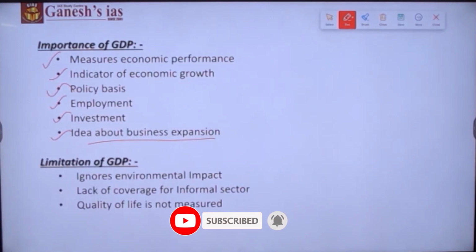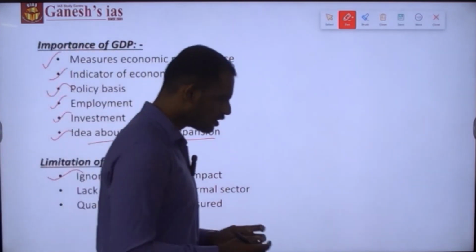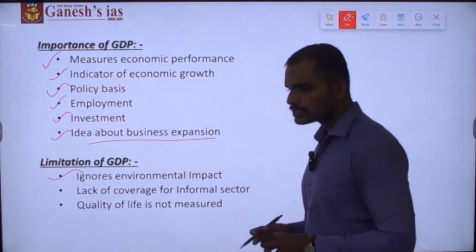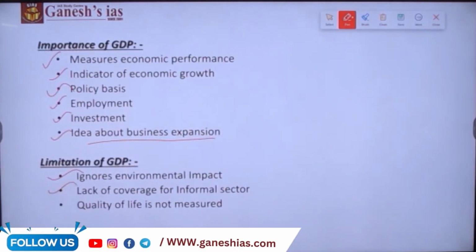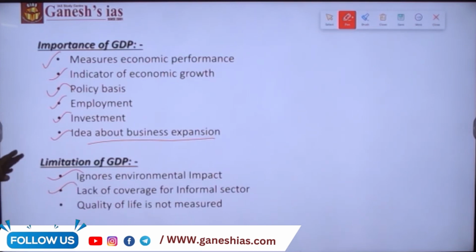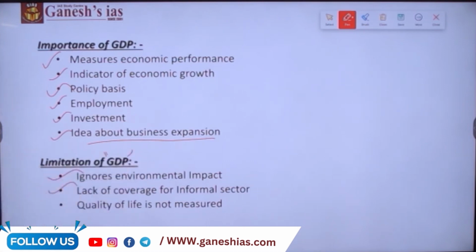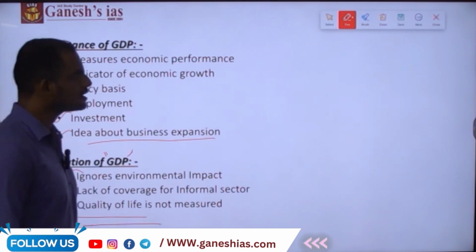And then the limitations that the calculation of GDP poses are, first, it ignores the environmental impact. Because of increased production, more environmental damage takes place simultaneously, but the cost of such damage is not accounted for in the GDP. Secondly, the lack of coverage of the informal sector is also one of the major lacunae, which makes the GDP data less credible. Thirdly, it does not reflect the quality of life lived by the people in the economy.